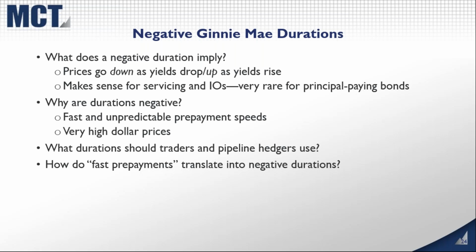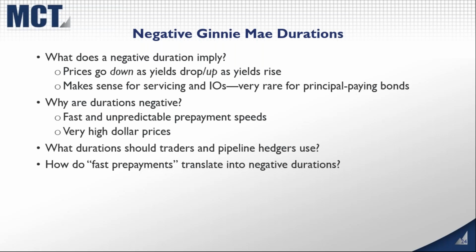The question is, why did they become negative? A lot of it is the high dollar prices, but really the fast and unpredictable prepayment speeds that we have experienced in the Ginnie sector. It's been well publicized how fast the speeds have been, but I'll show you something very interesting in a second as to how the speeds have behaved. So then it begs the question: what duration should traders and pipeline hedgers use, and what should you use in the absence of a model duration that you trust?